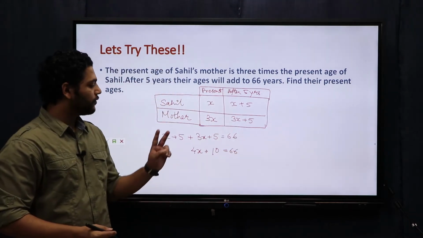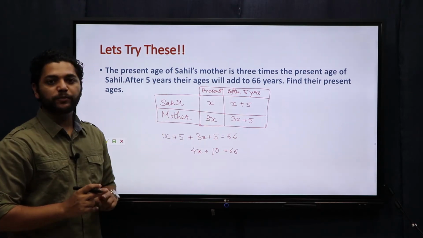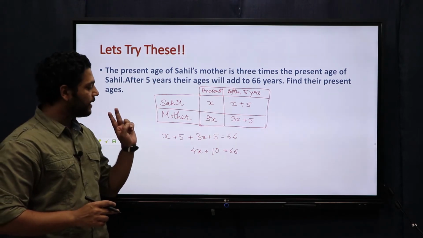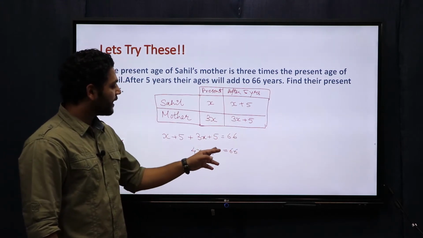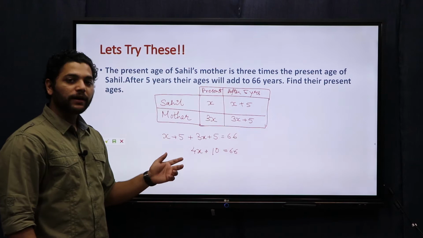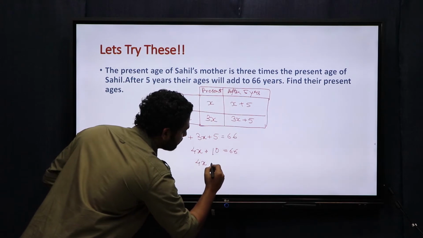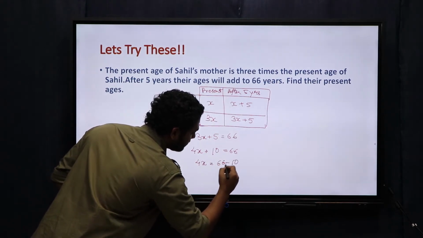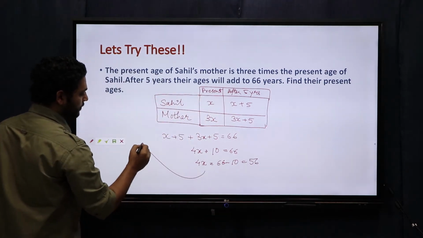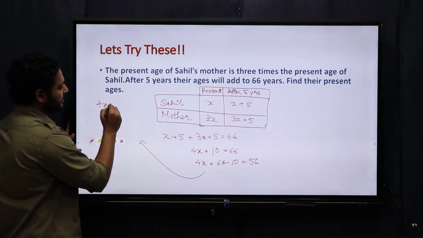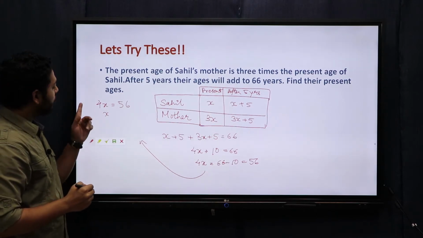Now, what can I do? There are two methods to only keep the variable on one side and all the other constants on the other side. What are the two methods that we studied? Inverse operation method and transpose method. So, with the inverse operation method, if I subtract 10 on both the sides, I can get rid of the constant here. Or I can simply transpose it to the other side. If I transpose it, the plus becomes minus on the other side and this is equal to 56. So, I'll write this here: 4x equal to 56.